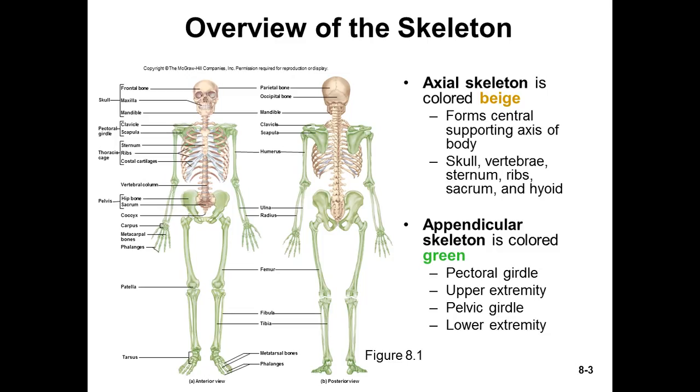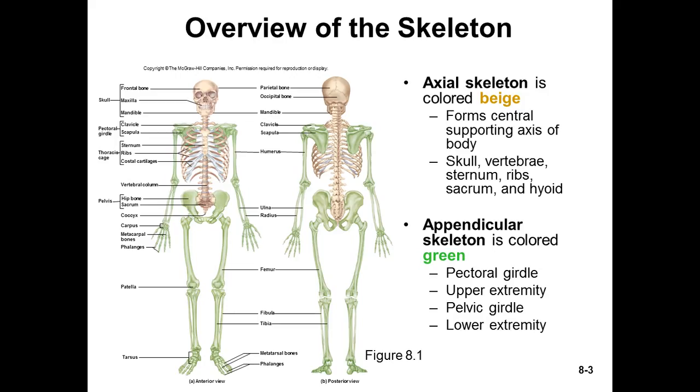They're showing you there are two regions of the skeletal system. You have the axial skeleton, color-coded in beige. That's the central part of your body. It's called the central supporting axis of the body, which consists of your head, your neck, your torso, the skull bones, or your vertebrae, if you want to look at it that way, the sternum, the ribs, the sacrum, and of course a little bone just below the mandible called the hyoid bone.